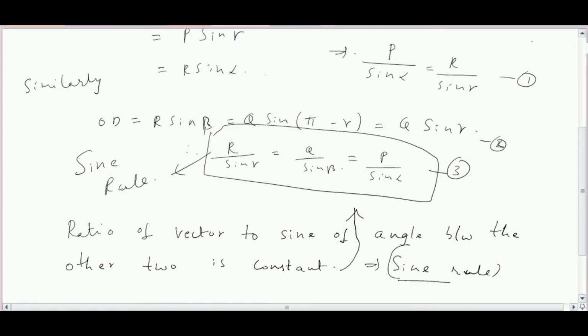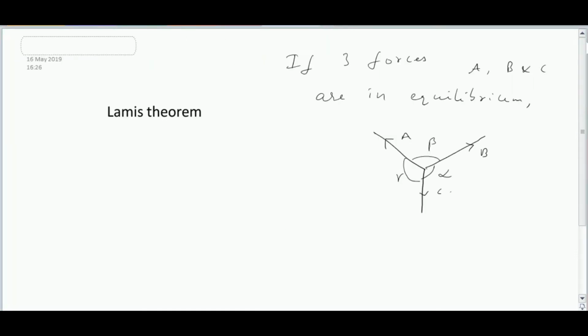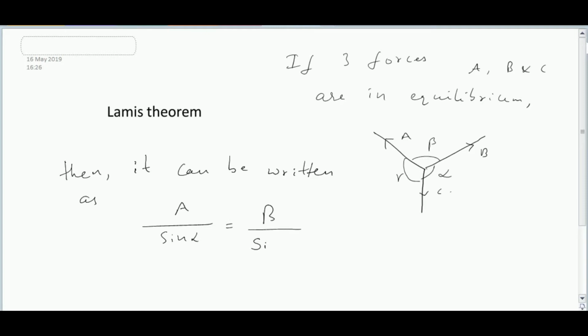And Lami's theorem. What is Lami's theorem? If there are three forces A, B, C which are in equilibrium, then each force is proportional to the sine of the angle between the other two forces. It is similar to the sine rule. Hence, from the figure, A by sine alpha is equal to B by sine gamma is equal to C by sine beta.